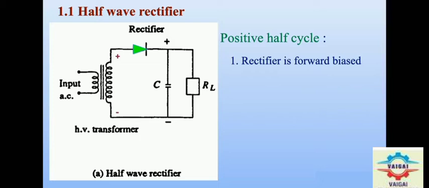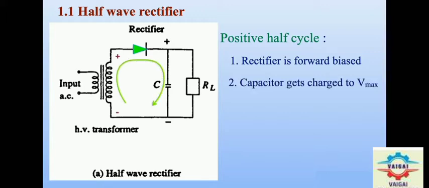That is via diode to the load resistance RL. So the rectifier, that is the diode, is forward biased and the current is flowing via the green color symbol. The capacitor gets charged to Vmax during this period.